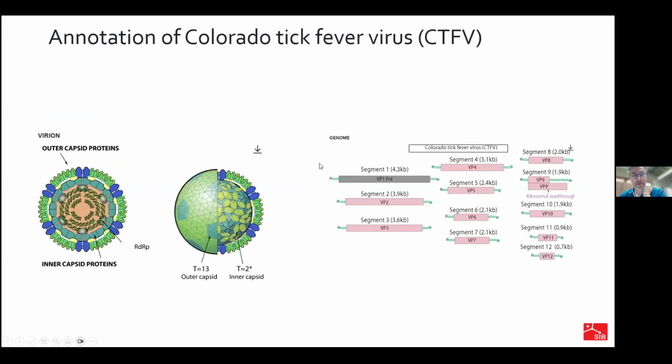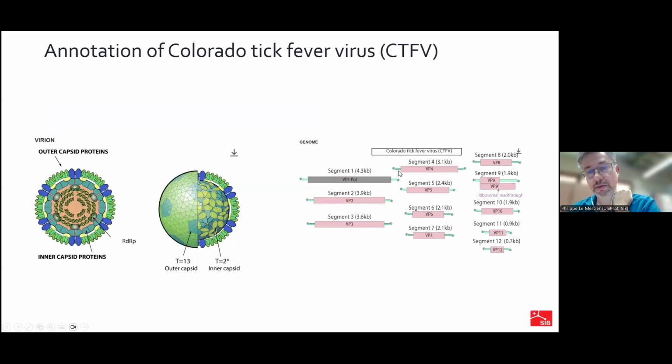We will start the example with the Colorado tick fever virus, which is a double-strand RNA virus with 12 segments. And what we knew before this study was just the polymerase, and just the polymerase because there's an active site which is conserved. But for all the other genes, we didn't know anything. It was a hypothetical protein. You blast it, you get nothing. By sequence, they are homologous to nothing in the databases, which is kind of a pity.